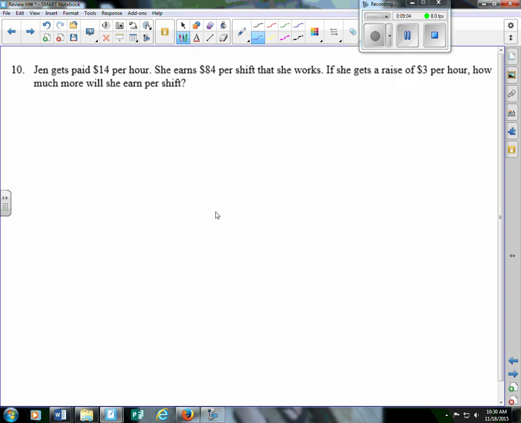Number 10, Jen gets paid $14 per hour. She earns $84 per shift that she works. If she gets a raise of $3 per hour, how much more will she earn per shift? Well, we don't know how many hours she works per shift to start. So we have $14 per hour, and she earns $84 per shift. So you got to figure out how many hours she works first. So we would take $84 and divide it by $14 per hour. And that comes out to be 6. So we know that she works 6 hours.